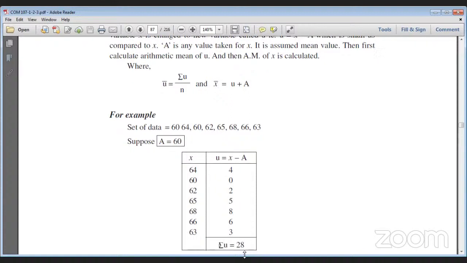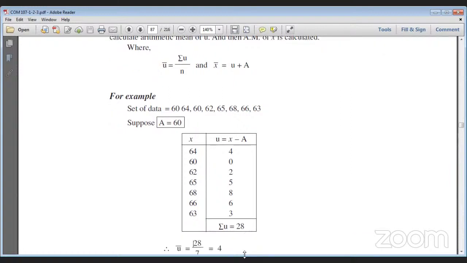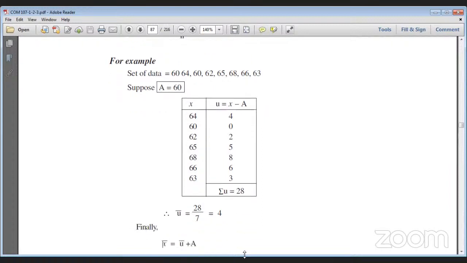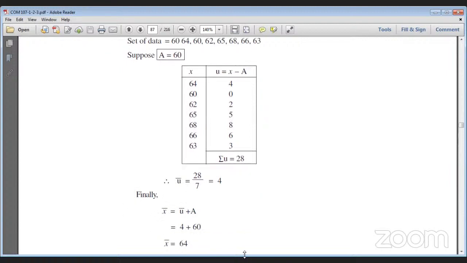So the total of 4 plus 0 plus 2 plus 5 plus 8 plus 6 plus 3 is equal to 28. Now 28 divided by 7, because there are 7 numbers, is equal to 4. So finally x bar is equal to u bar plus a, that is 4 plus 60 is equal to 64. So this will be the answer.